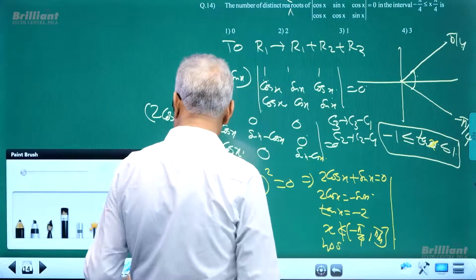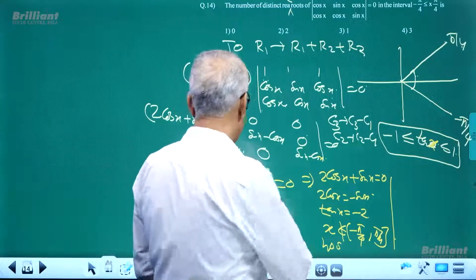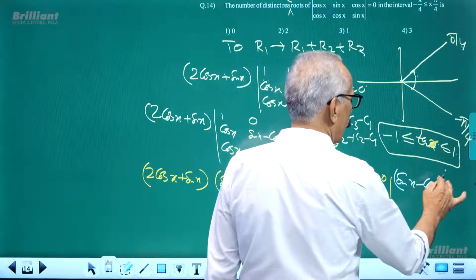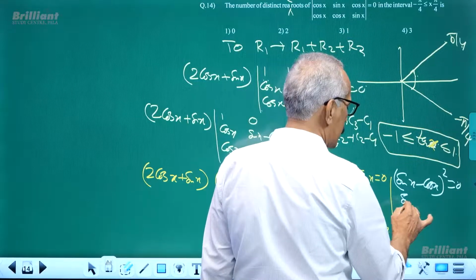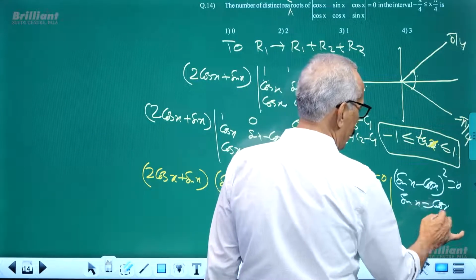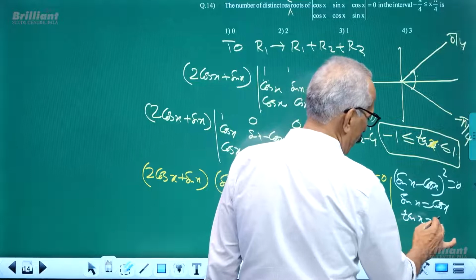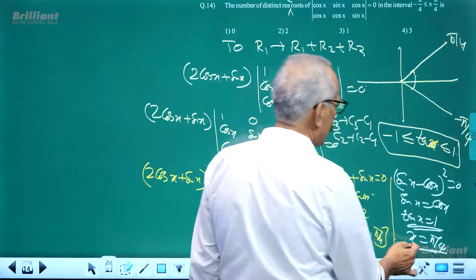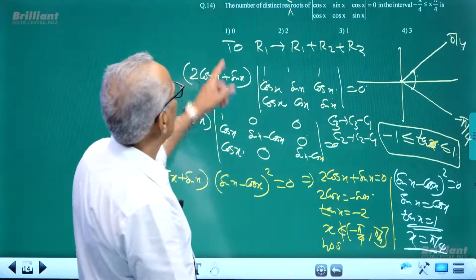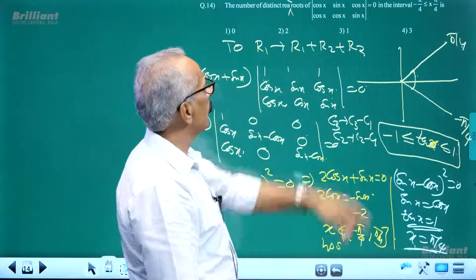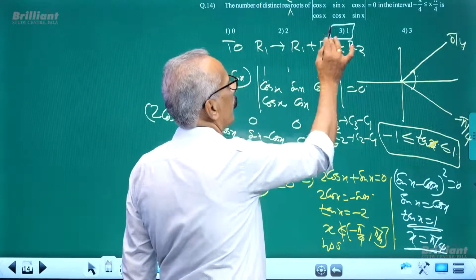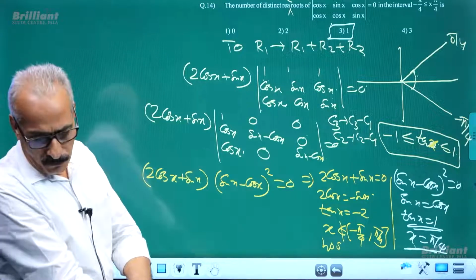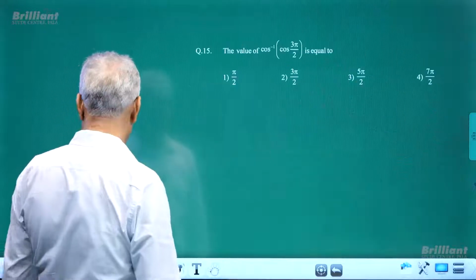Now, what is the other one? The other one is sin x minus cos x the whole square equal to 0. Whole square equal to 0 means sin x is equal to cos x. What's the meaning of that? Tan x is equal to 1. That means x is equal to pi by 4. That's the only solution here. So, the number of distinct real solutions in the interval is only 1. That is 3 is your answer. Question number 14, it is 3. Now, we move on to the next question.